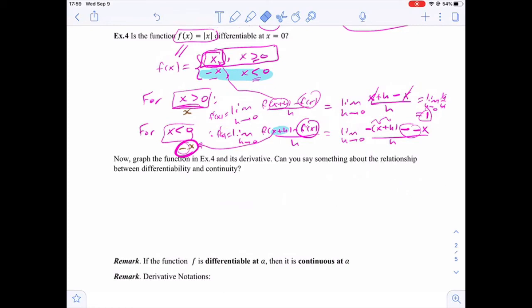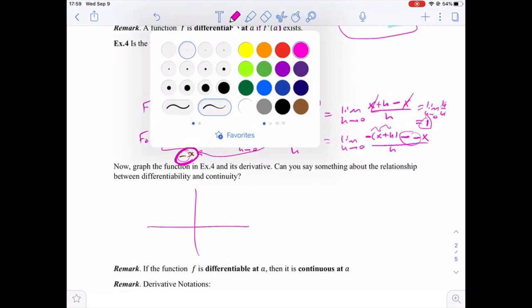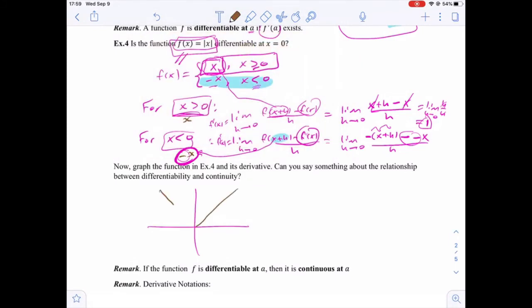Now, from this example, if we want to graph the function and its derivative, the graph of the function f of x equals absolute value of x looks like this. This is the absolute value function. And as we can see, it's continuous at 0. By just looking at the graph, it's continuous at 0. We don't have any problem.